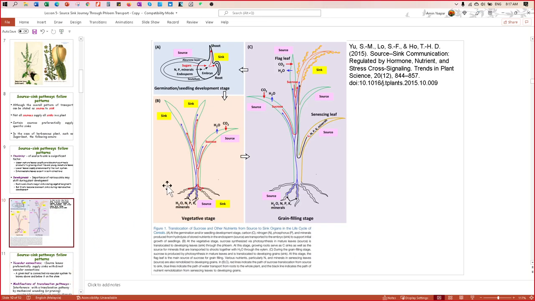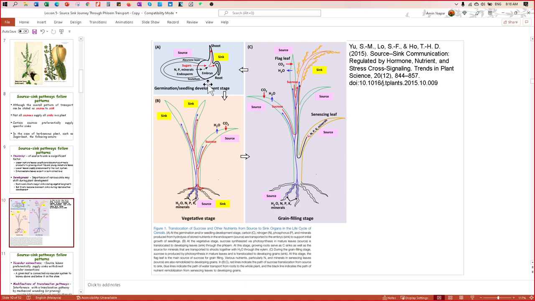Okay? Right. So I've put here, I got it from a journal, to put things into perspective. What is meant by not all sources are supplying? Organs can be a potential source, but whether it supplies to the organ in concern or not, that depends on several factors. Okay. It depends on the proximity. Whether the sink organ is closer or farther from the source, or depending on the developmental stage, whether it is a germinating seedling stage, vegetative stage, or the grain filling stage, or the reproductive stage.